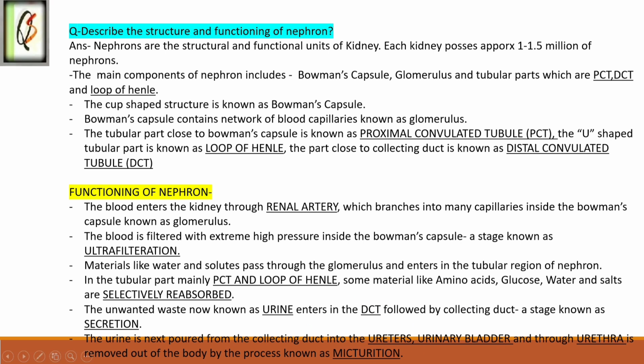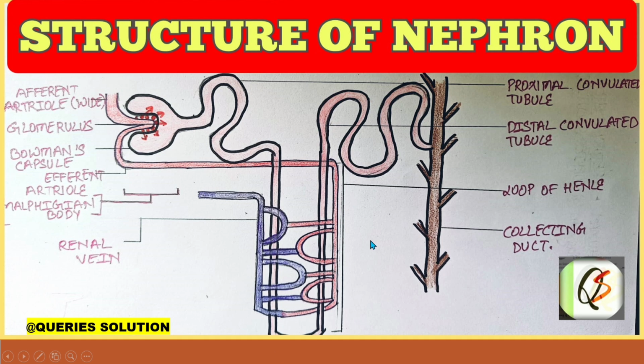as micturition. So this is again a very possible 1 mark question. What is micturition? So you should be aware it's the process where the urine is expelled out of the body. So in this question, we have discussed entirely the structural and the functional details. And this is what the diagram of the nephron is, which you have to learn to draw for your exams also.